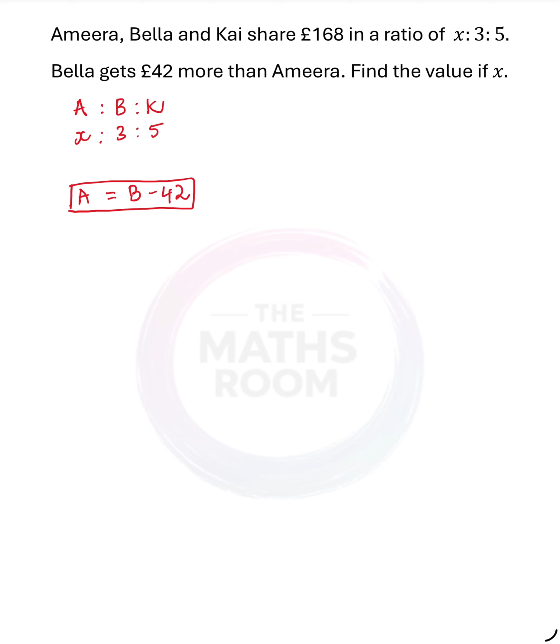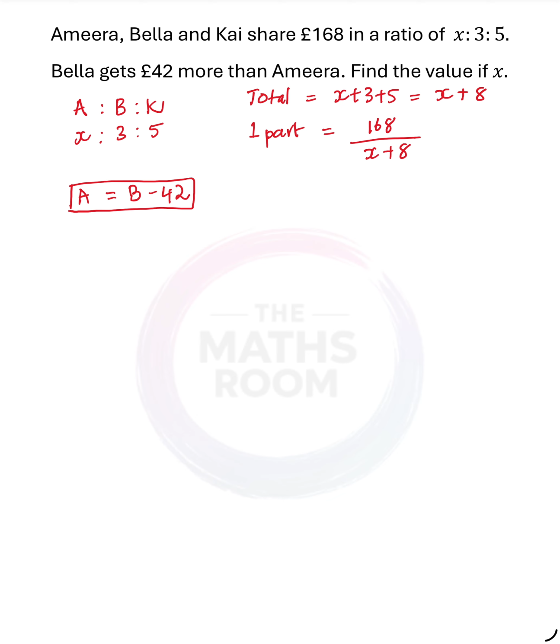Next thing we need to know, every time you do ratio, always try to find the total number of parts. So the total number of parts are x plus 3 plus 5, which means it's x plus 8. So one part is going to be £168 divided by x plus 8.